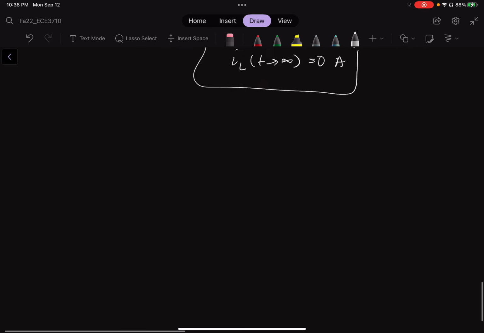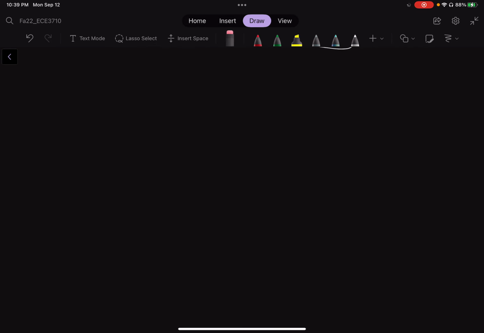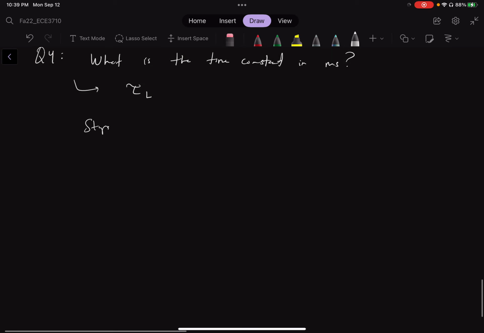All right. Next. This is question number 4. What is the time constant in milliseconds? Okay. Mathematically, we are solving for tau L. How do we do that? Steps. We're finding tau L in milliseconds.